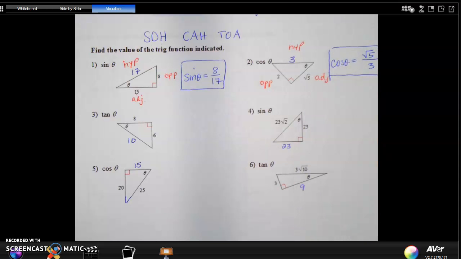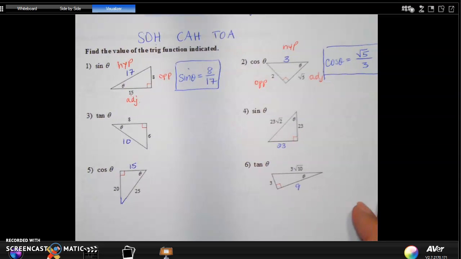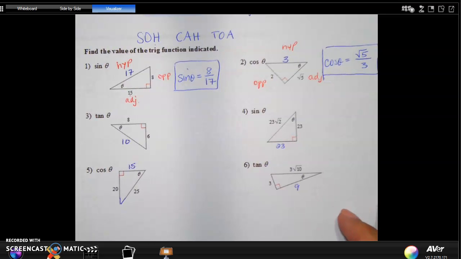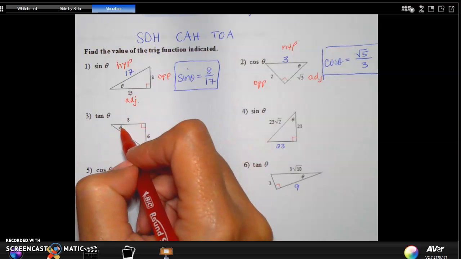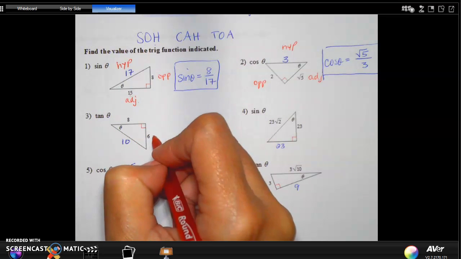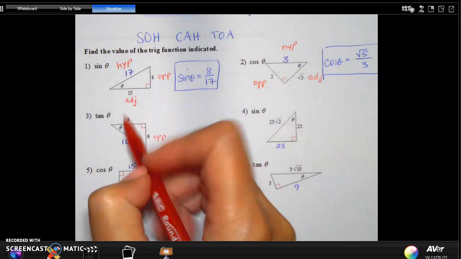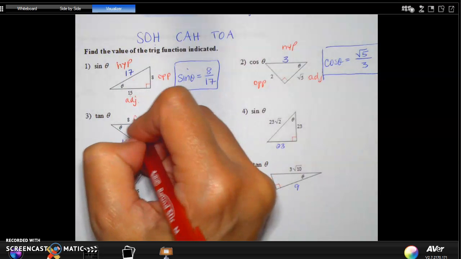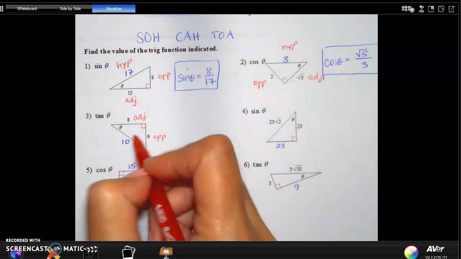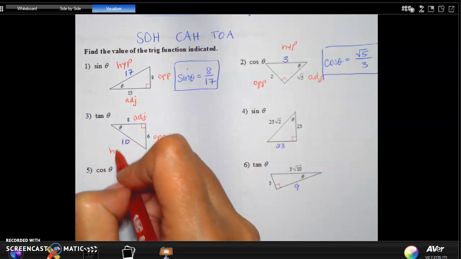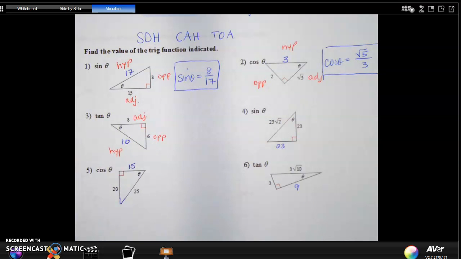We're not going to be putting these into a calculator at all. We just leave them as fractional amounts. Then next, we'll do the tangent problem. We walk away from this, and this is the opposite side. The side next to the angle is the adjacent side. The side across from the 90 degree is your hypotenuse.